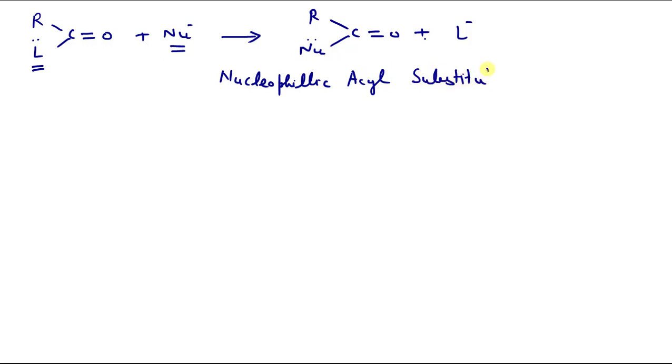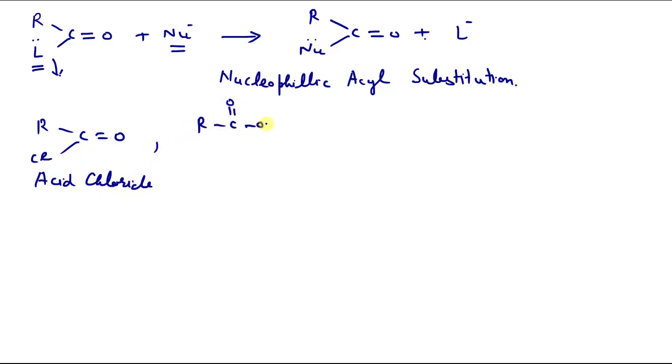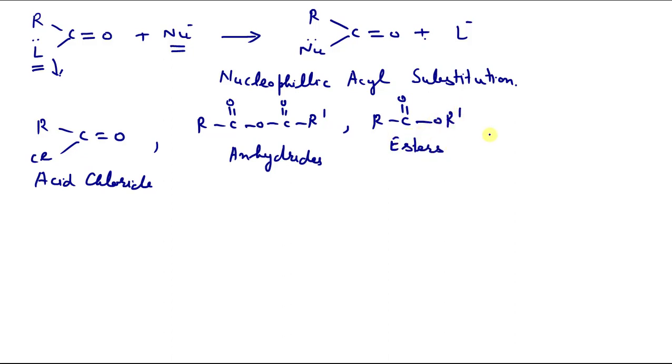Now depending upon the type of L, we have four types of acid derivatives: R-C(=O)-Cl, these are called acid chlorides. R-C(=O)-O-C(=O)-R', these are called anhydrides. Then we have esters: R-C(=O)-O-R'. These are called esters. And at the last we have amides.